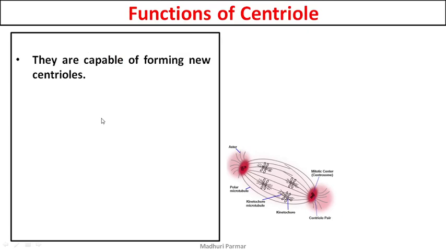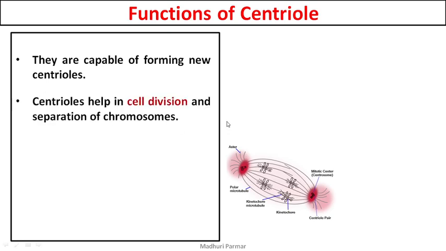Now we discuss the functions of centriole. What is the function? They are capable of forming new centrioles. That is, they can duplicate their own self. So if somebody asks for the list of self-duplicating or self-replicating organelles, then you can write centriole in that list. Then it helps in cell division and separation of chromosomes.